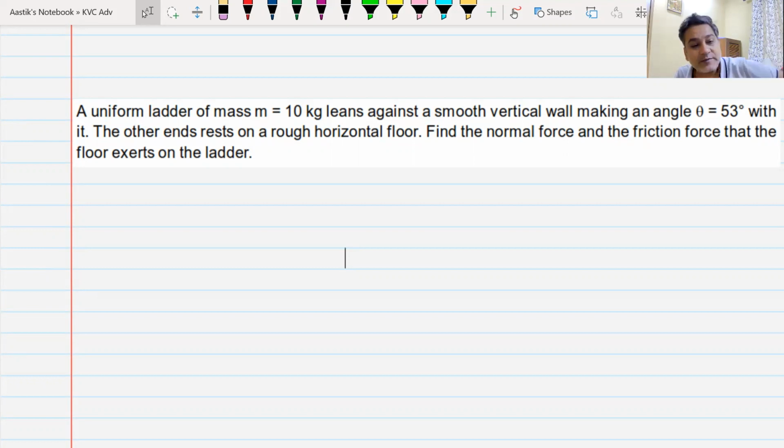A uniform ladder of mass 10 kg leans against a smooth vertical wall, making an angle of 53 degrees with it. The other end rests on a rough floor. Find the normal force, reaction force and friction force that the floor exerts on the ladder.